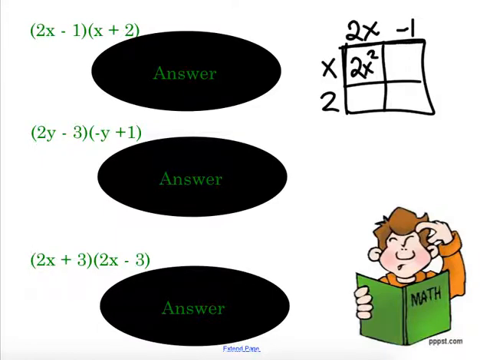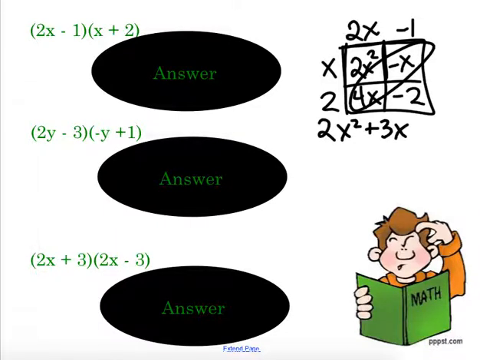Next box is negative 1 by x, so we get negative x. We get 4x and negative 2. And we can combine them to say we have 2x squared. Now these 2 are similar, so we can do plus 3x minus 2.